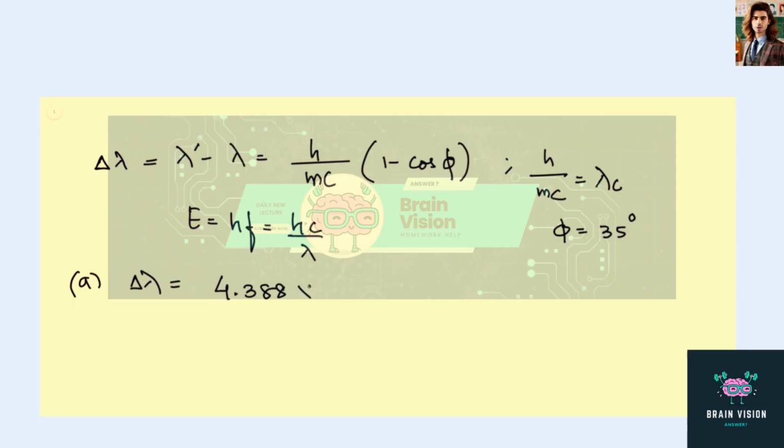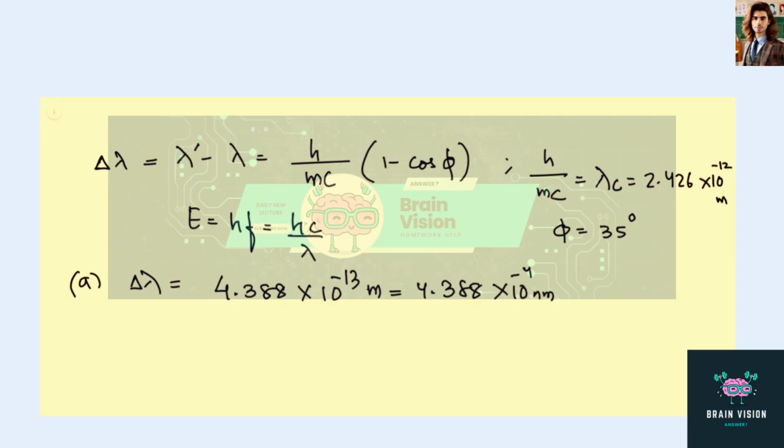4.388 times 10 to the power minus 13 meter, and this is equal to 4.388 times 10 to the power minus 4 nanometer. Oops, I forgot to write the value of Compton wavelength. So this is equal to 2.426 times 10 to the power minus 12 meter. Okay, so now we have delta lambda.